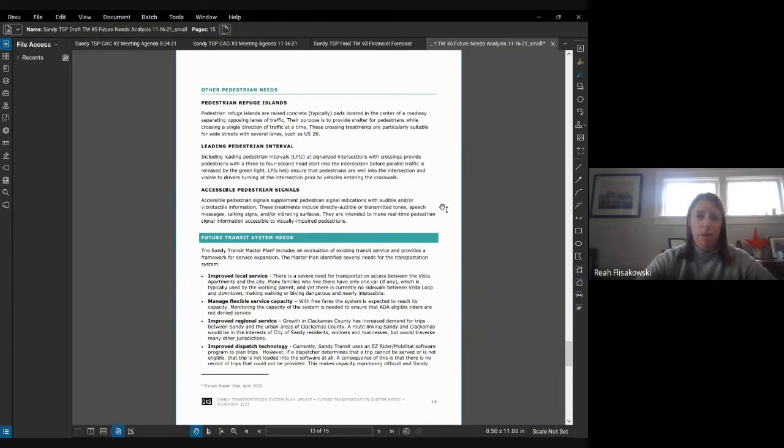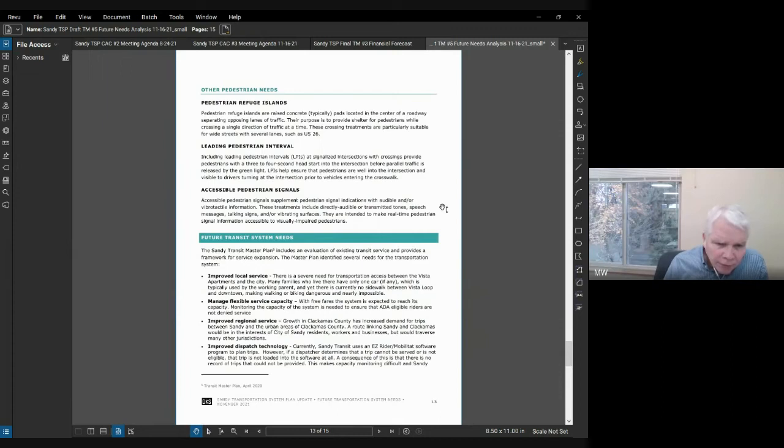And then also just looking at if any of the pedestrian signals need to be accessible. We can go through that and make sure that all of your signals are up to date with the ADA needs and identify those. Rhea, I had a question on the leading pedestrian interval. The green time isn't reduced for vehicles? Or is it? It is.